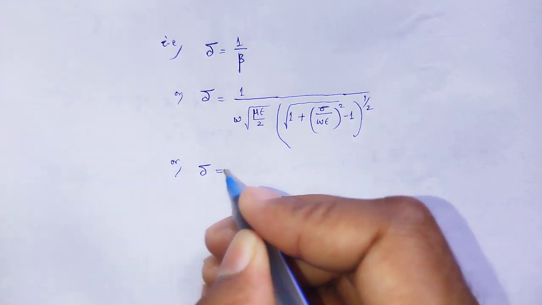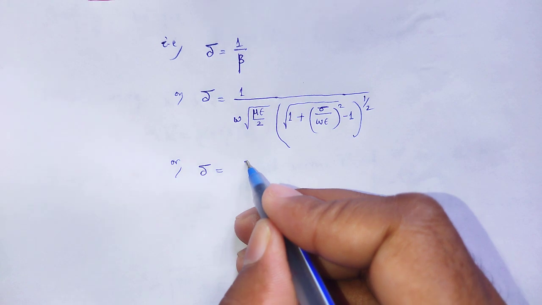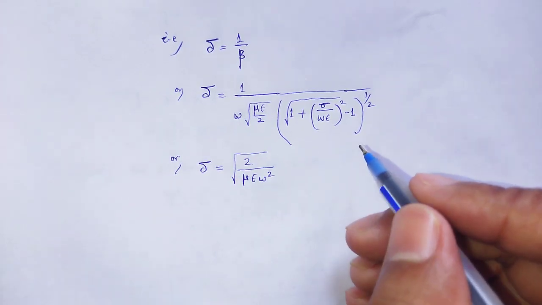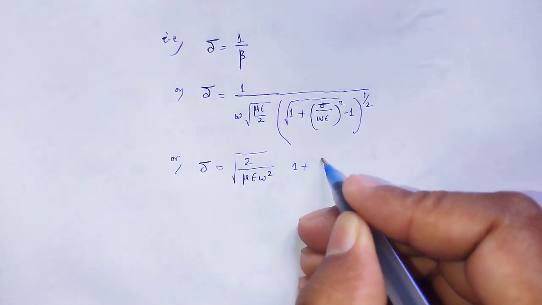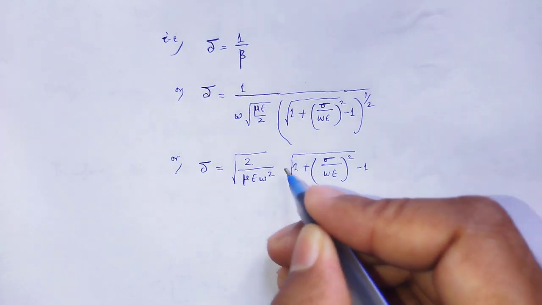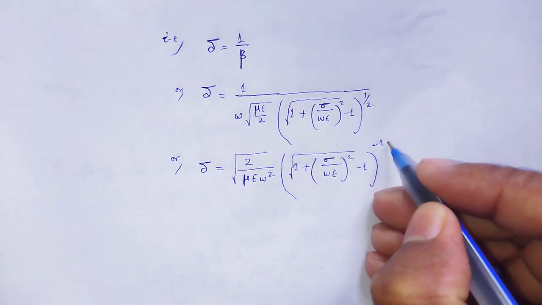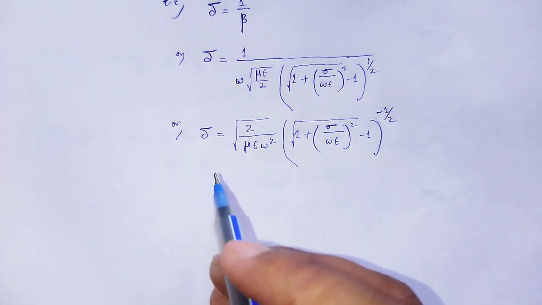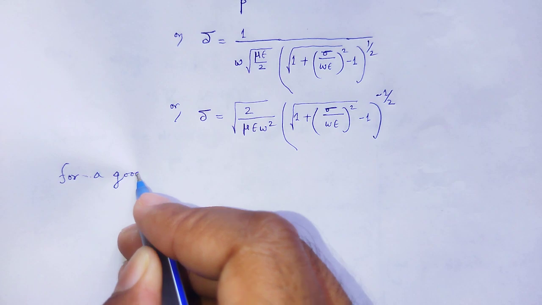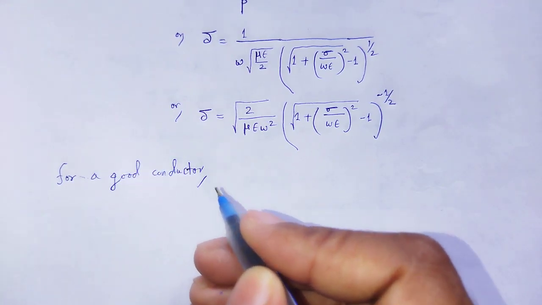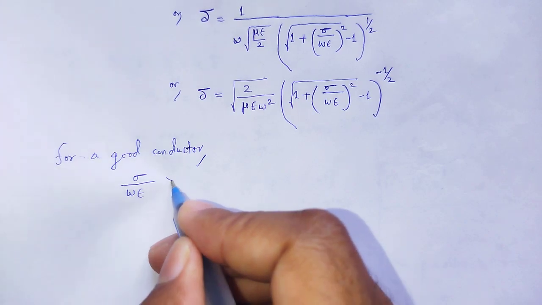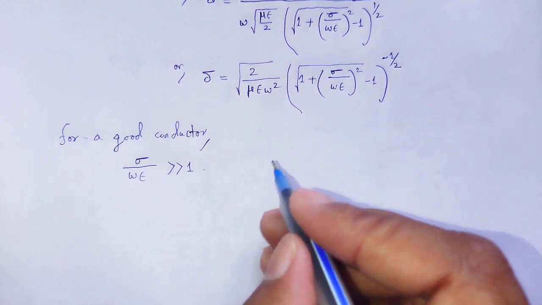Or delta is equal to 2 divided by mu epsilon omega square, under root of 1 plus sigma by omega epsilon whole square, minus 1, to the power minus half. For a good conductor, the quantity sigma divided by omega epsilon is much greater than 1, that is why 1 can be neglected.